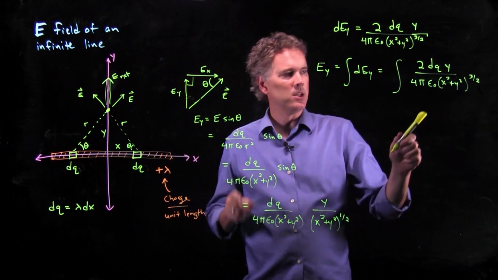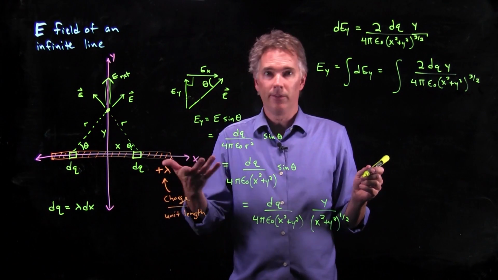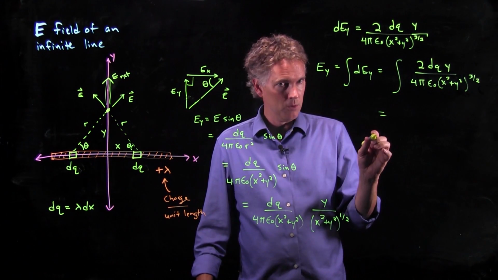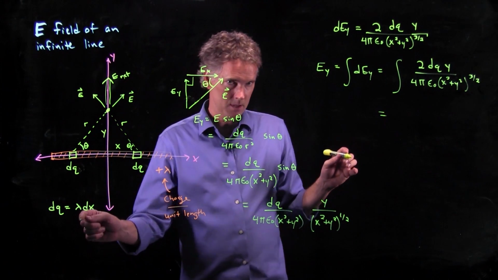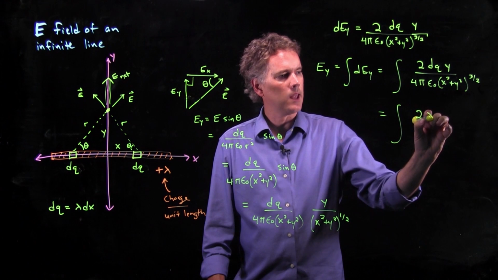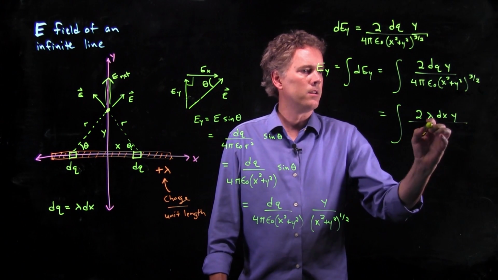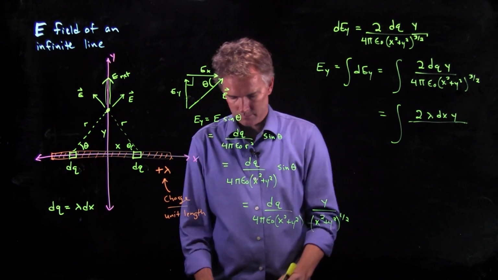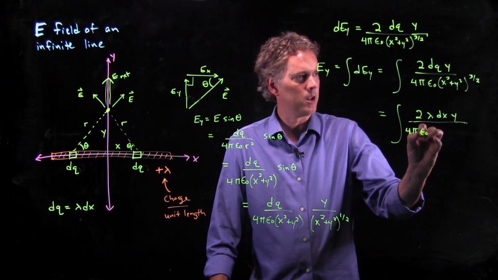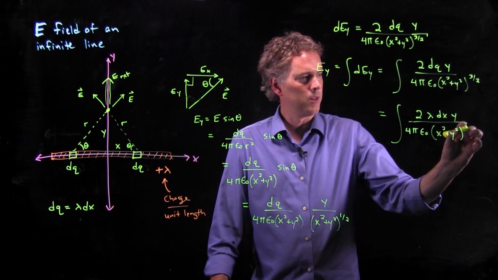But I don't really know how much total charge there is. Well, I do. I know it's a lot, right? So let's rewrite this dq as lambda dx. And let's see what we get. We get 2 lambda dx times y divided by 4 pi epsilon naught x squared plus y squared to the 3/2.